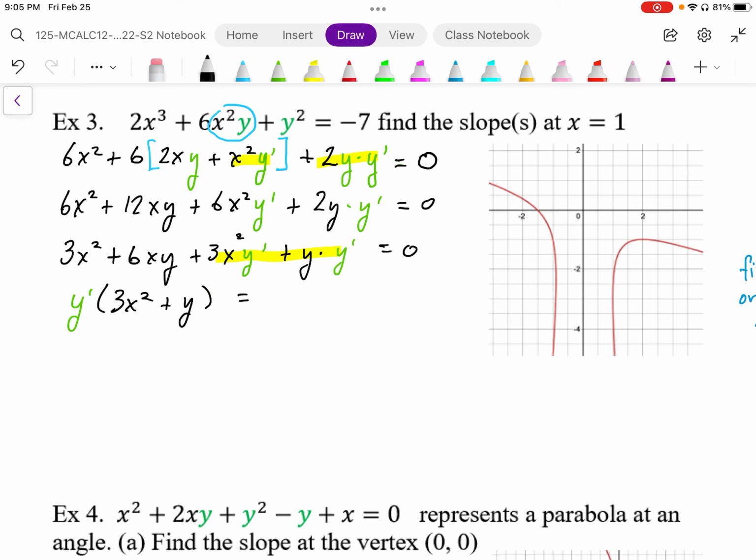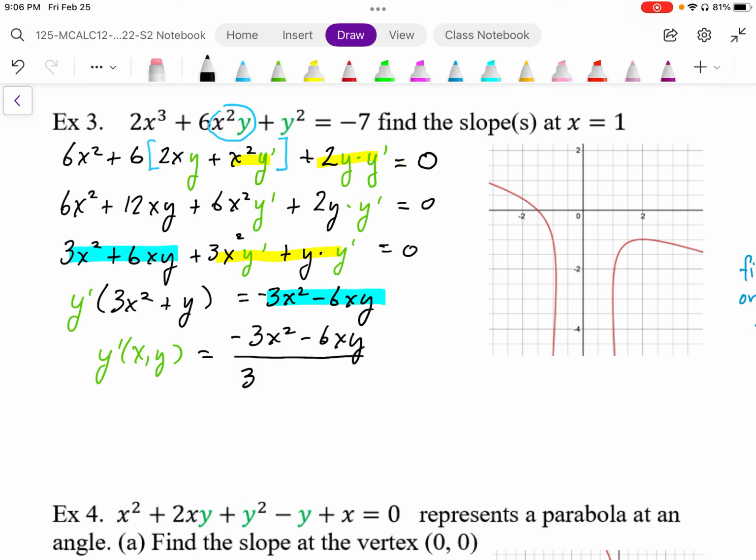on the other side, I'm just going to take these terms to the other side. These terms go onto this side, so I end up with negative 3x squared minus 6xy. And I could factor the x, but I think I'm just going to leave it like that. And then finally solving for y prime. So y prime as a function of x and y. Okay, so I need an x and y to be able to calculate the slope. It's negative 3x squared minus 6xy all over 3x squared plus y.